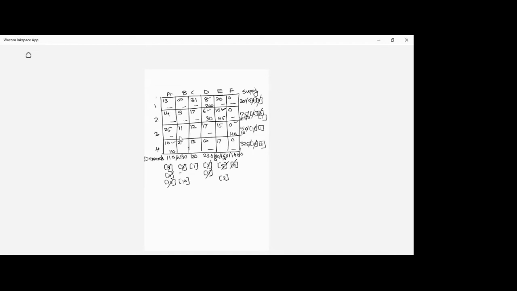So 325 minus 110 is equal to how much? It is equal to 215. So 215 is pending here. Let's recalculate the penalties again. So for column B, it is 21 minus 11, the penalty is 10. And for column C, it is 13 minus 12, the penalty is 1. For row number 3, the penalty is 12 minus 11, that is 1.